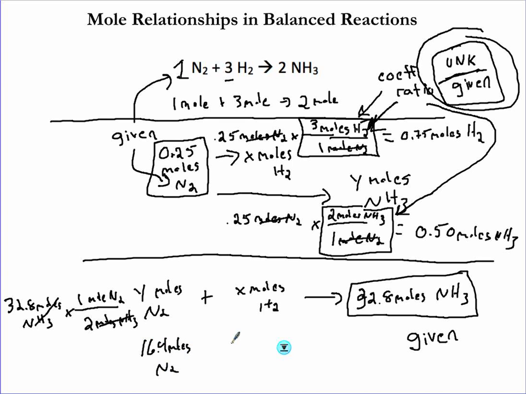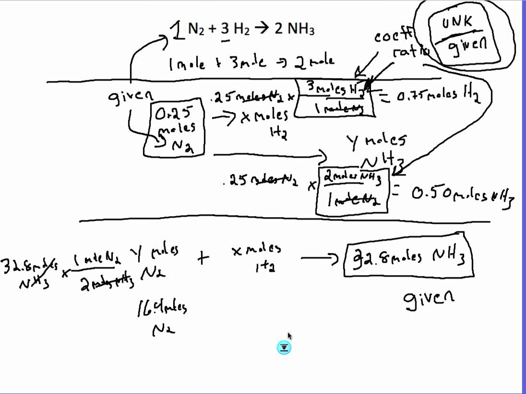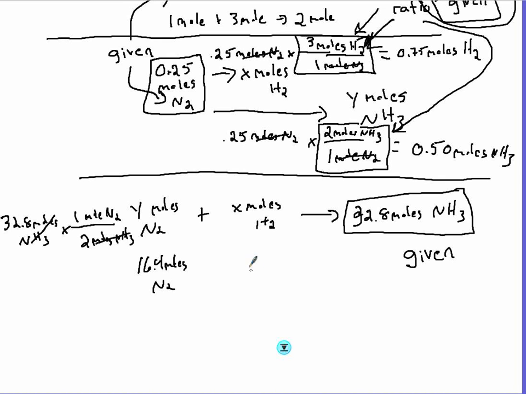And then if I do that kind of a calculation one more time to get my X, I'm going to be using the 32.8 moles of NH3 once again, and I'm going to be multiplying in this case by the coefficient ratio of 3 moles of H2 over, sorry, over 2 moles of NH3.